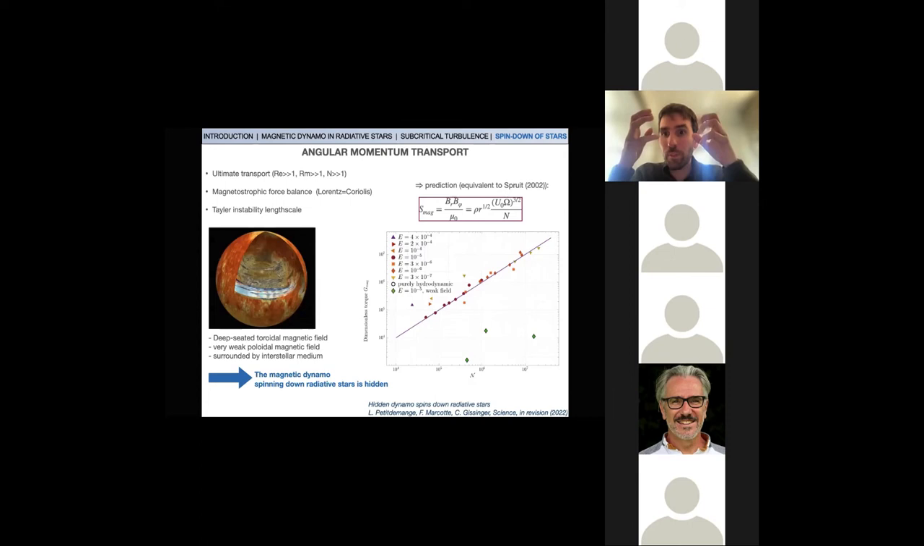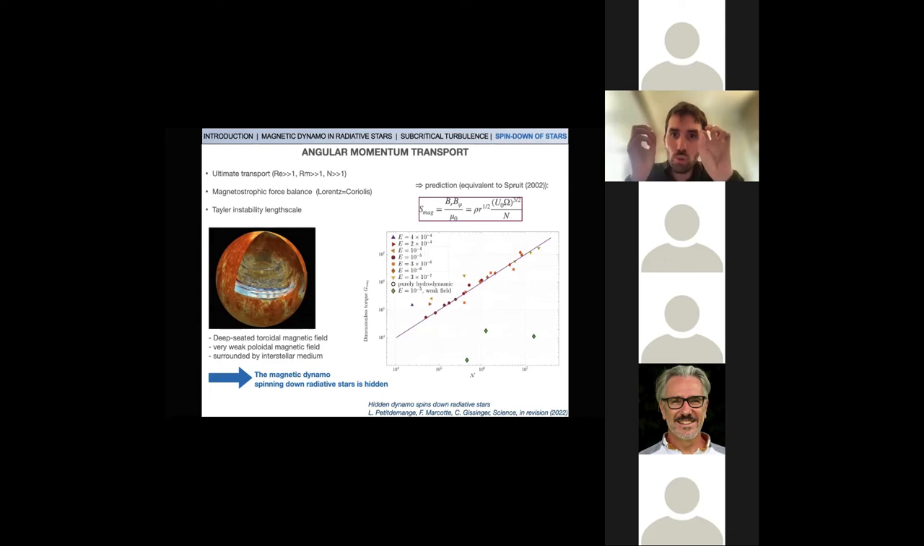Okay. I have to pay some tribute to Spruit here, because at first we found a difference. This is not the exact same formula that Spruit derived in 2002. So we first thought that we found a new scaling, but in fact we discovered that there is some scaling in which you can go continuously from this expression to the one predicted by Spruit. So I think what we really have here is a prediction made by Spruit 20 years ago, which is a good thing because it can explain, for the most part, the flattening, the angular momentum, the spinning down of radiative stars. And I will finish with just one thing.